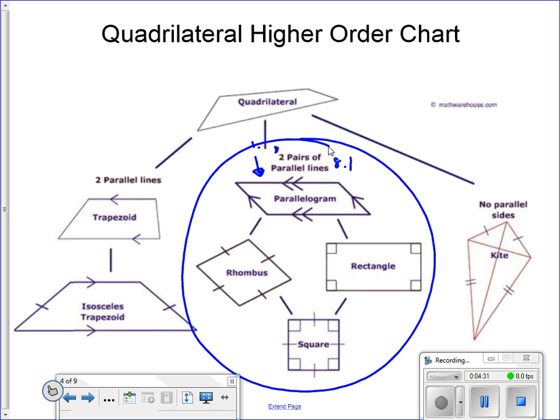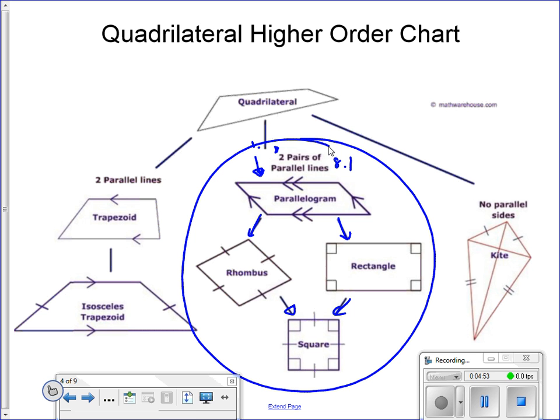So what's going to happen is we're going to just start looking at these special parallelograms. In the world of parallelograms, there are some that have special characteristics, which will make it a rhombus, and the other ones make it a rectangle. And then what we'll find out is that the parallelograms that have both those features, a rhombus and a rectangle, will also become a square.